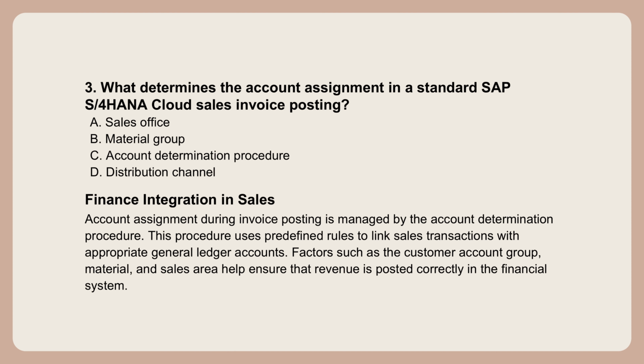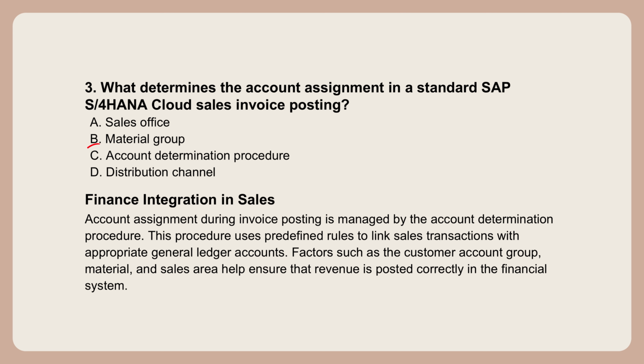Good. Okay, shifting gears now. Let's talk finance integration. This is always key. When you post a standard sales invoice in S/4HANA Cloud, how does the system know which GL accounts to hit? For revenue, for customer receivables, maybe cost of goods sold. Yeah, that's the core of the integration. It's not random, obviously. It all comes down to configuration. The source says the key is the account determination procedure.